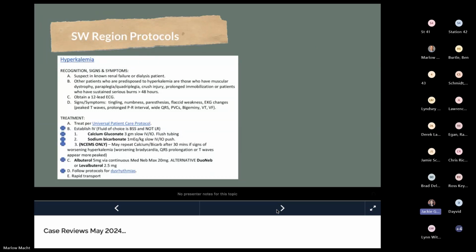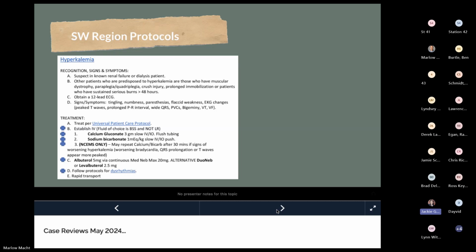So, just our protocols: hyperkalemia, recognizing the signs and symptoms. We talk about dialysis patients all the time. There are other reasons to consider hyperkalemia. Anyone who's predisposed with muscular dystrophy, paraplegia, quadriplegia, crush injuries. But please remember that anything that can lead to metabolic acidosis can also cause potassium to be elevated. You want to get a 12 lead. You want to check their signs and symptoms because it affects their cardiac and muscles the most. They might have these symptoms or this presentation.